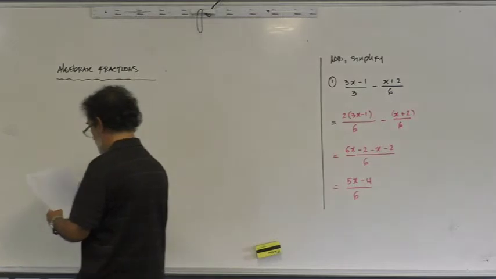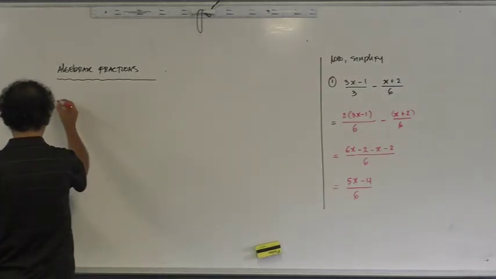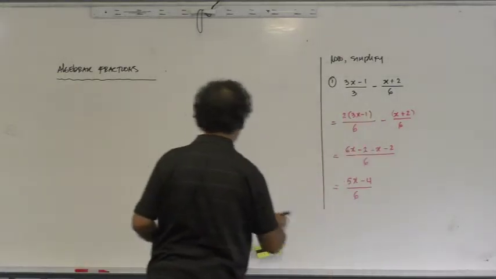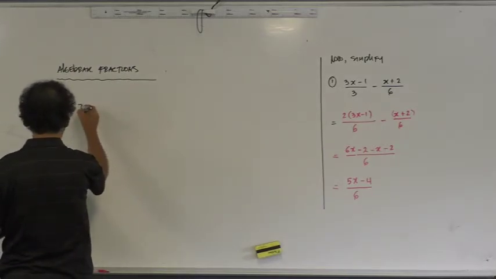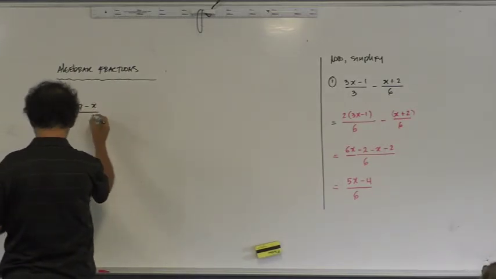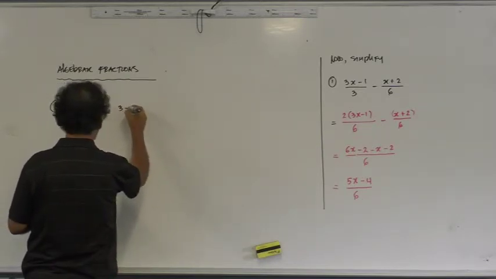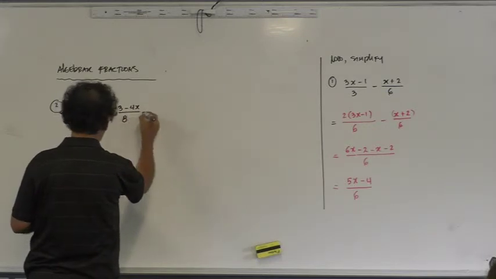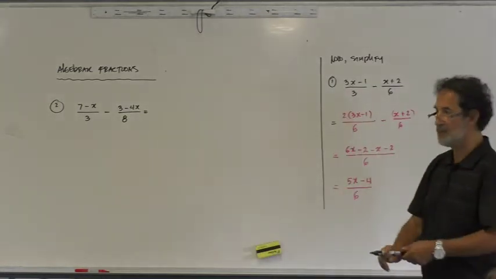All right, next. I want you to simplify this, please. So this is question 2. This is 7 minus x on 3 minus 3 minus 4x on 8. Okay, can you please simplify that addition?